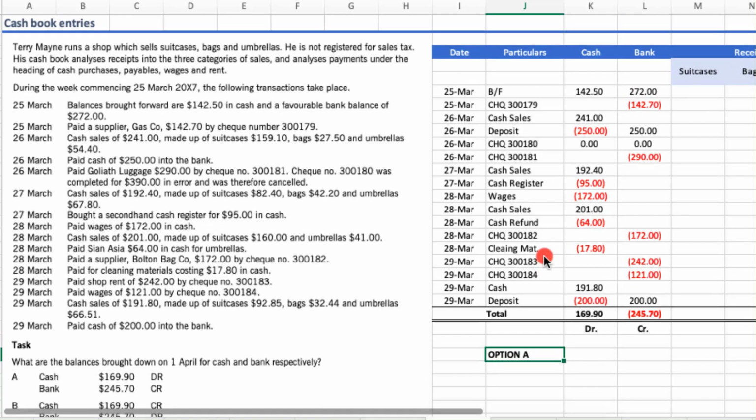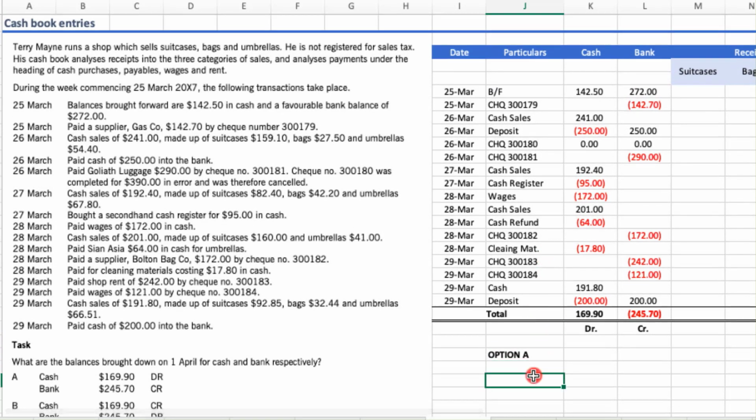One more interesting thing, one of the internal controls we were discussing, that all your checks should be issued in sequence. Now, do you identify the sequence here? For example, this was the first check issued on 25th March. What was the number? 300179. Then 26th March, 180. Then 181, then 182, 183, 184.